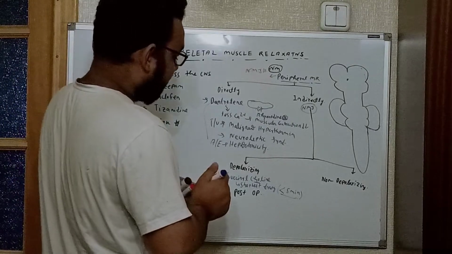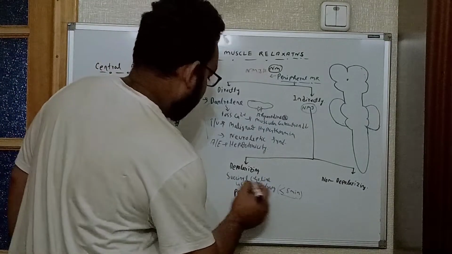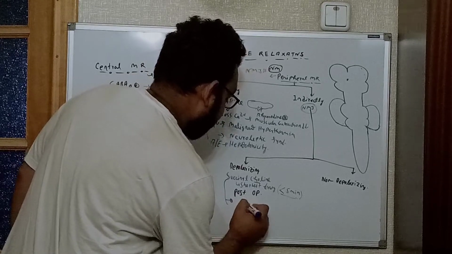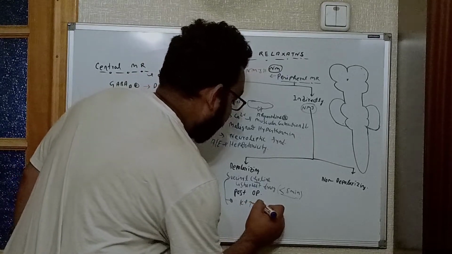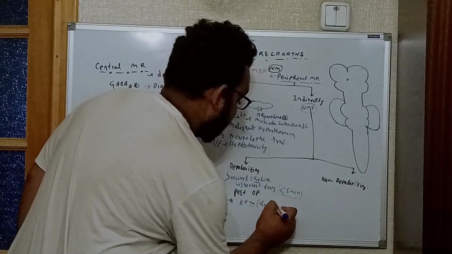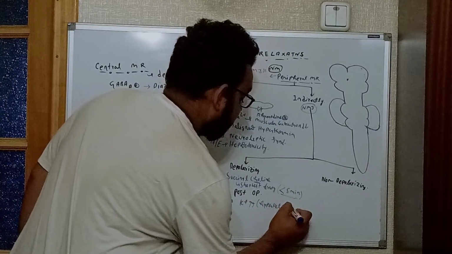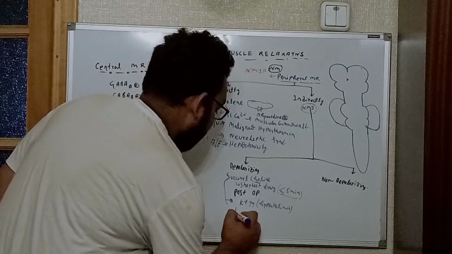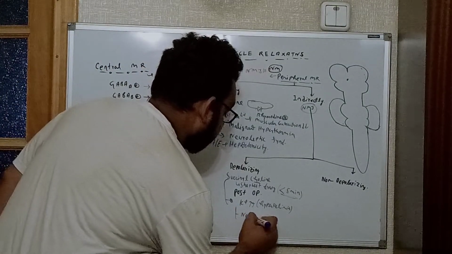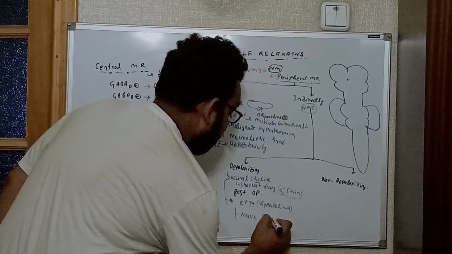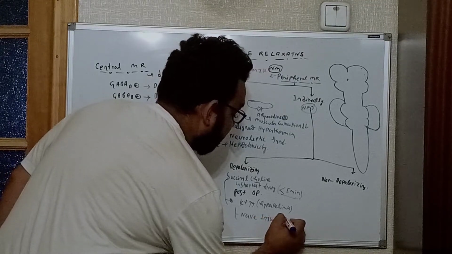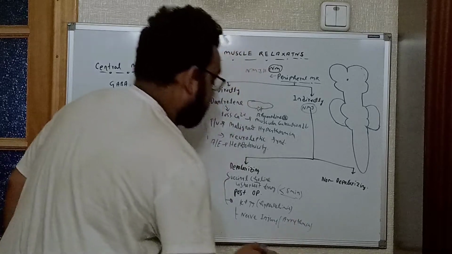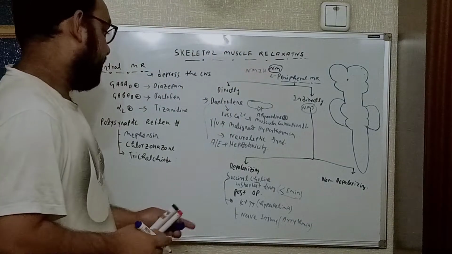In succinylcholine, we will see that it causes hyperkalemia. So if it can cause hyperkalemia, we are supposed to avoid this drug in case of nerve injury, or if you see cardiac arrhythmia. We are not supposed to prescribe these drugs in those patients.